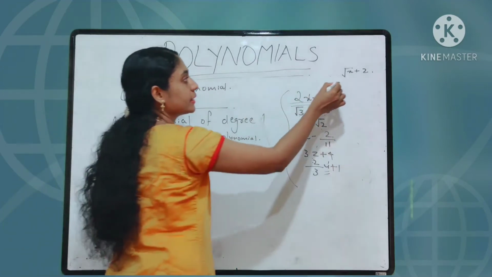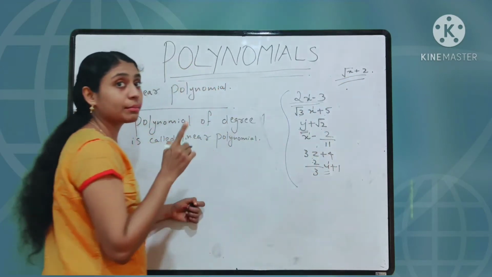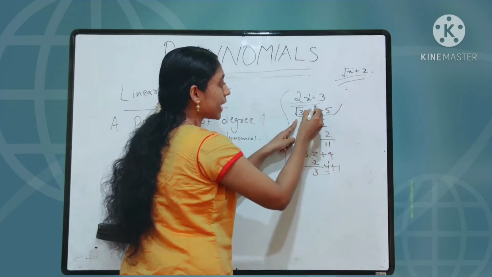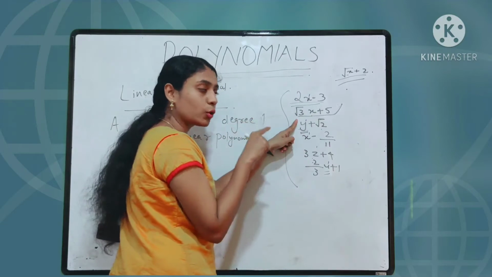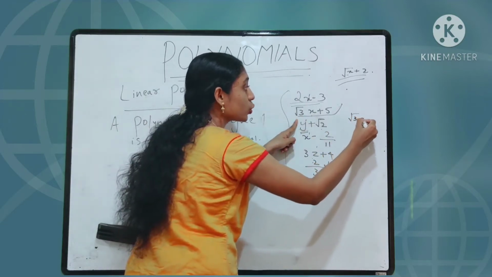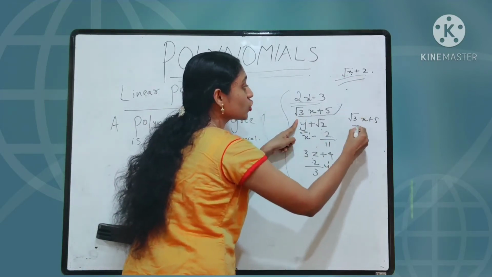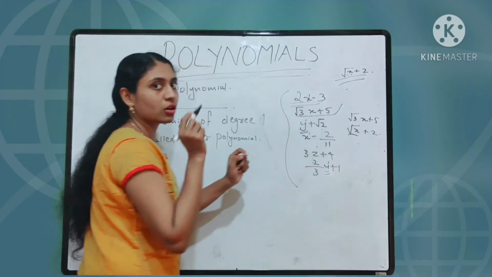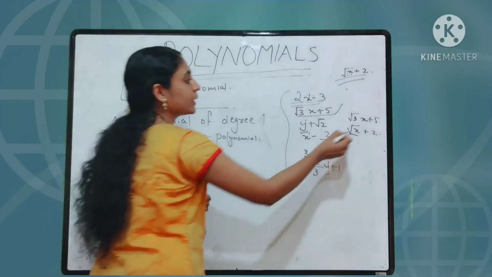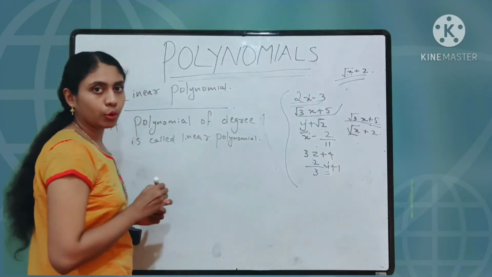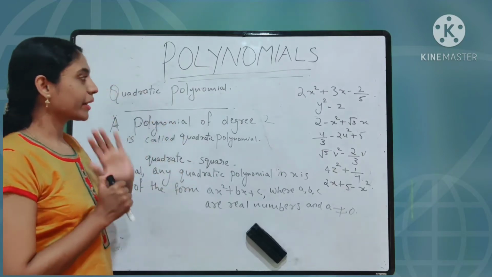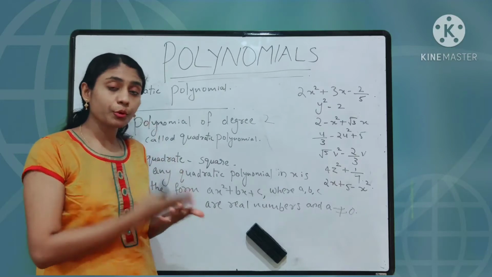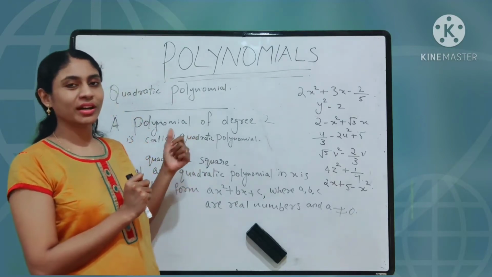And earlier I said this cannot be called a polynomial. Why? Because the root is over x. But here, you look, the root is only for root 3. It is written as root 3x plus 5. But there it is root x. If x is inside the root, that is not called a polynomial. But this is an example of a linear polynomial. Now what about a quadratic polynomial? A polynomial of degree 1 is called a linear polynomial, and if a polynomial has degree 2, it is called a quadratic polynomial.